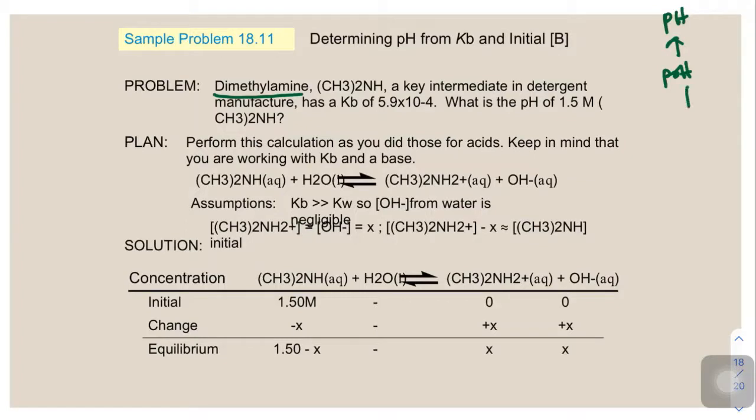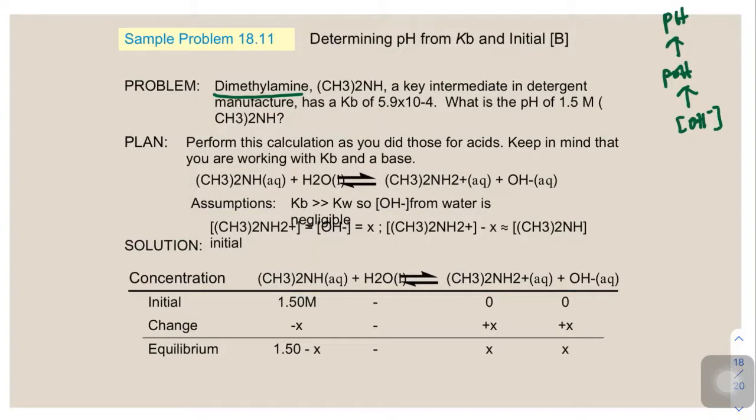So to calculate the pOH, we have to calculate the hydroxide ion concentration. So construct the ICE table. Dimethylamine plus H2O produce (CH3)2NH2+ and hydroxide ion. Initial concentration is 1.5, as given here: 1.5, 0, 0, minus x, plus x, plus x. So at equilibrium it will be 1.5 minus x, x, and x.